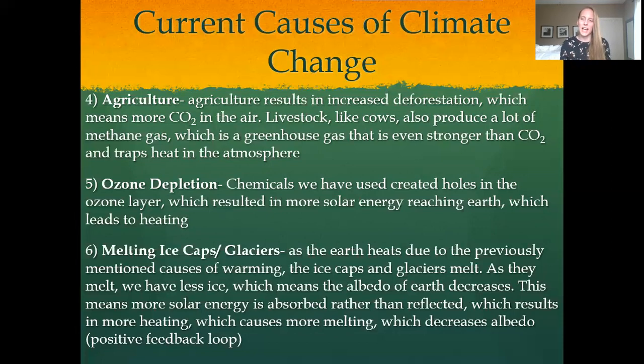All of that heating has resulted in the melting of ice caps and glaciers. So the melting of ice caps and glaciers, as well as sea ice, is an impact of climate change, but it also causes climate change because the fewer glaciers and ice caps and stuff like that that we have, the lower the albedo.